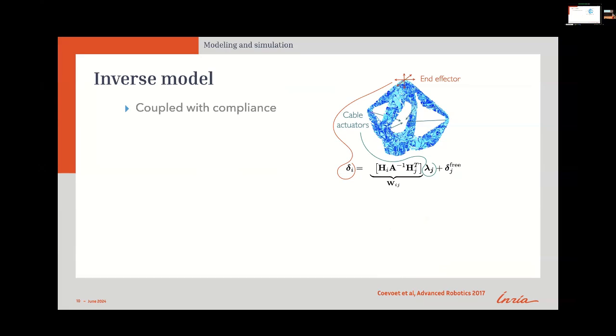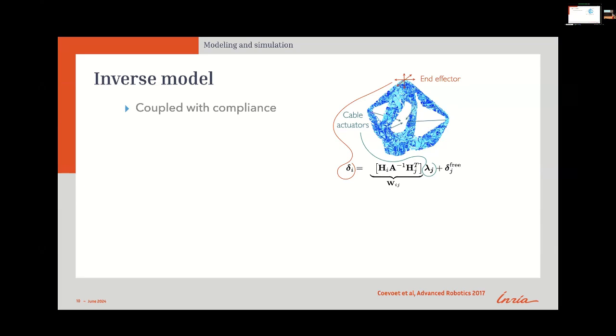Again, this A matrix is homogeneous to a stiffness. So as you are inverting it, you get a mechanical compliance, and you are looking at this compliance in a restricted space. So for instance, this matrix, in that case, corresponds to when we put the force on the cable. Here we are able to output the displacement we obtain on the end effector. So here it's a 4x3 matrix.